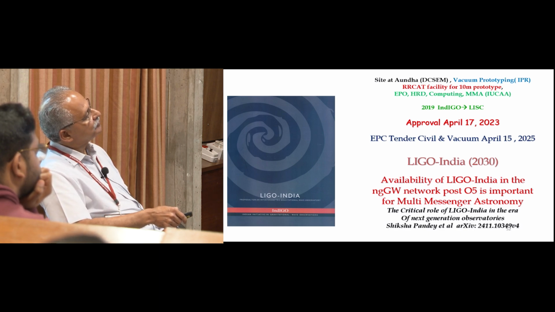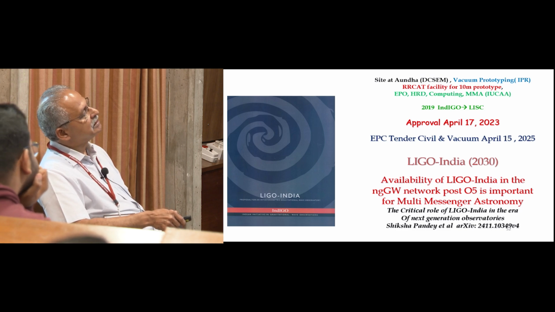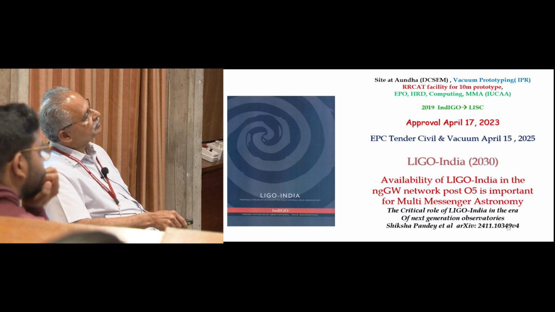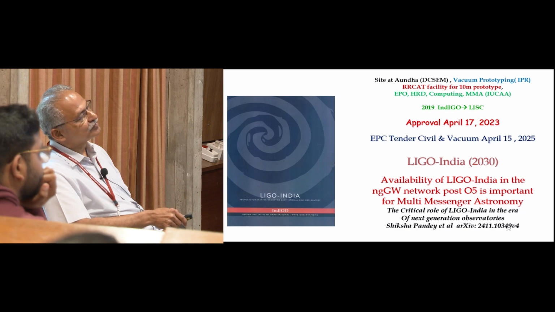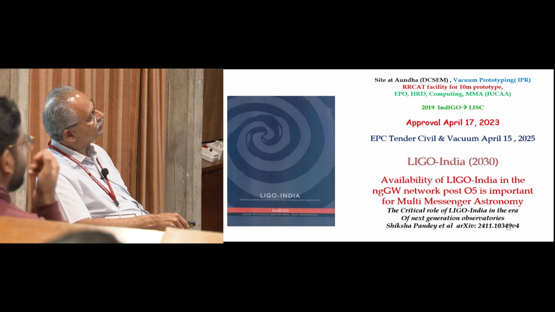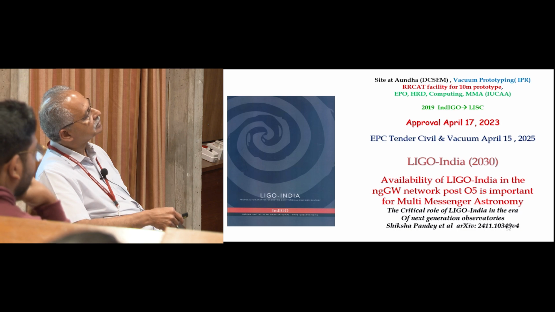It is anticipated that when all this work is done, by 2030, the detector will be ready to take data in the observatory. What is important for you to keep in mind is that LIGO India will be available, and this is important because even when you have the third generation detector after O5, multi-messenger astronomy will be facilitated by the existence of LIGO India. Just recently, there was a paper by colleagues at Penn State which analyzed and proved that LIGO India will play a critical role in the next generation also.